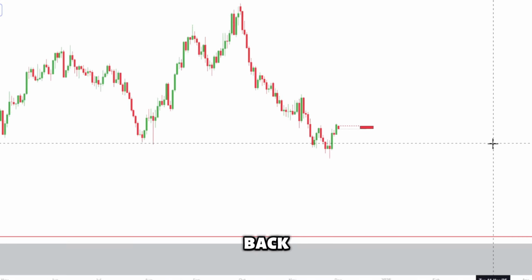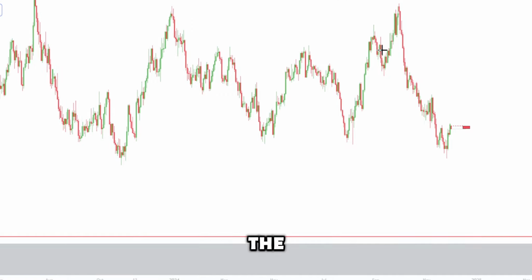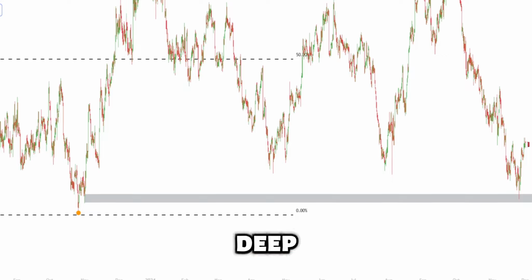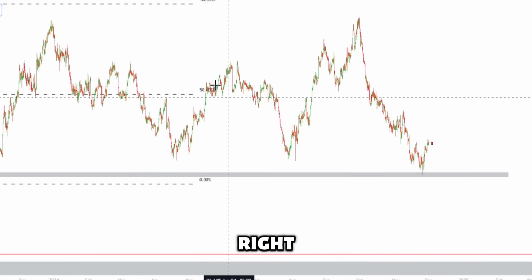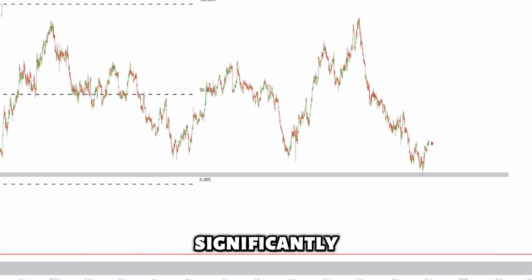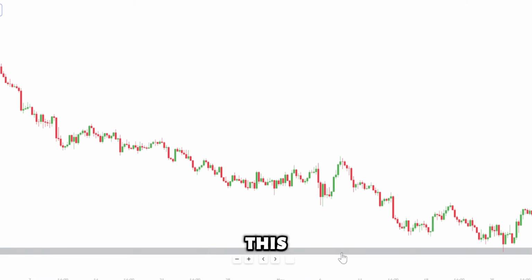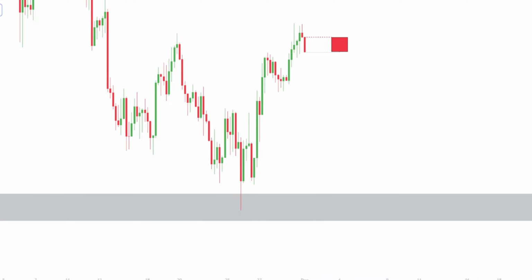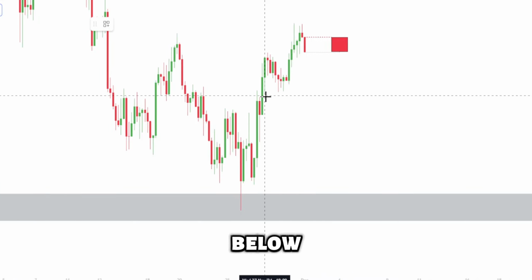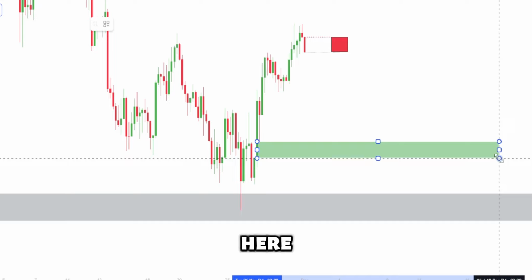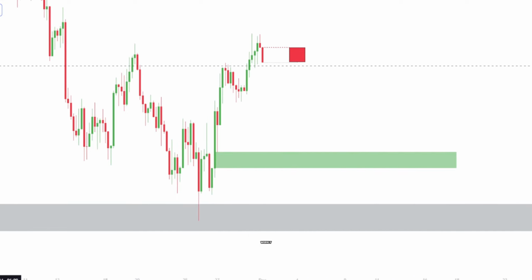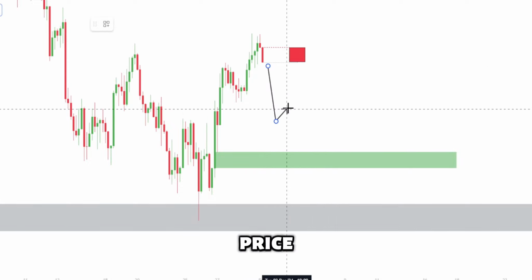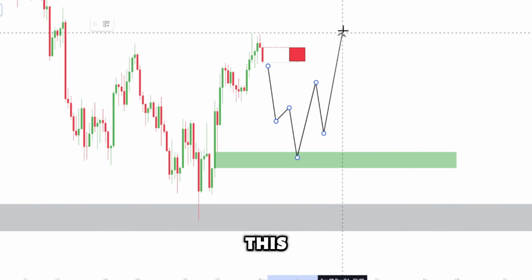So if we just head back up to the daily time frame, sorry, not the daily, the 4-hour time frame, what we understand over here is that we are in a deep discount. Right, this is the 50% level. We are significantly below that. So what do I expect for this week on NZDUSD? Notice how we have some fair value gaps below us, typically this one over here. So what I'm looking for, again, we've had our weekly opening. We're bearish to start the week. I would expect price to come down, mitigate this, and head higher.